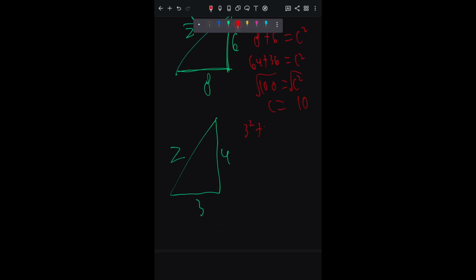Let's do it again. 3 squared plus 4 squared equals c squared. Can my laptop stop trying to turn off? What's 3 squared? It's 9, plus 16 is equal to c squared. 25 is equal to c squared. Square root, c equals 5 plus or minus. Ignore that because you know there's no minus, so it's 5.